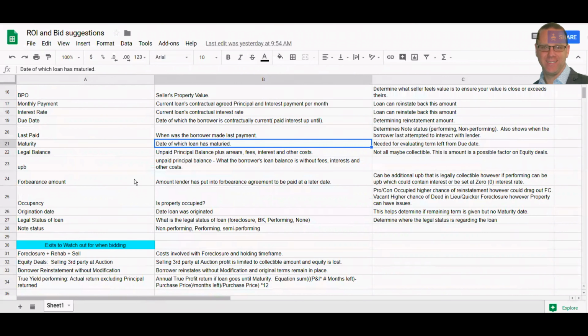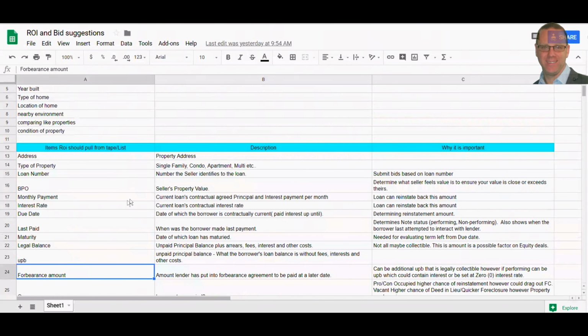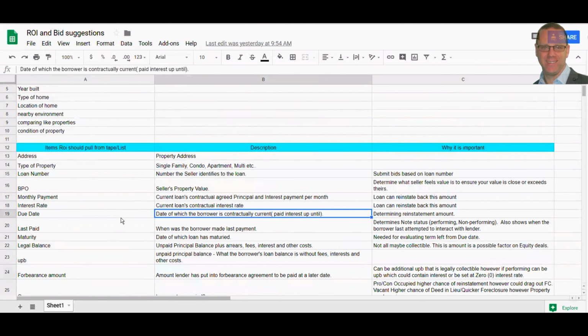Forbearance amount. Okay, so let's talk about a few of these real quick. Due date. Most people don't understand, it is the contractual currency of the borrower. Where are they up to in their amortization schedule? Even though they made a payment last month, they may be contractually current only for 2015. That tells us how much term is left in the loan. So last paid is the last time the borrower made a payment in general. Again, legal balance, all that stuff.